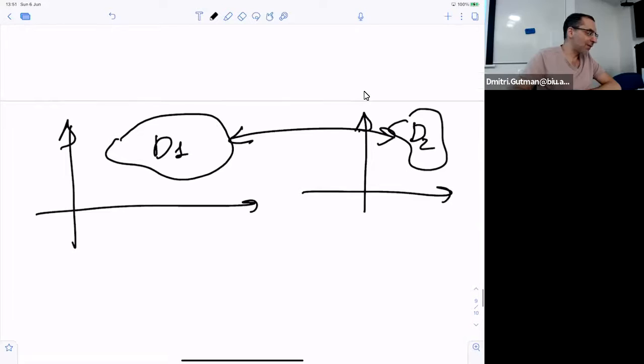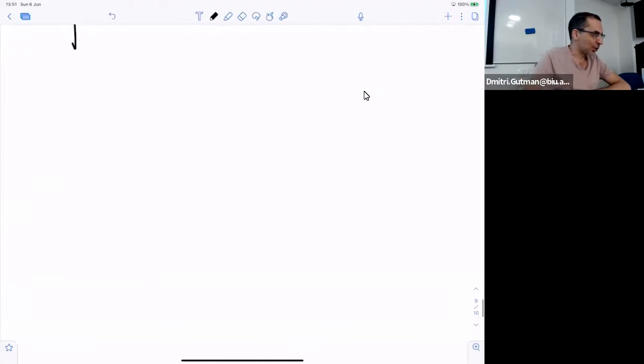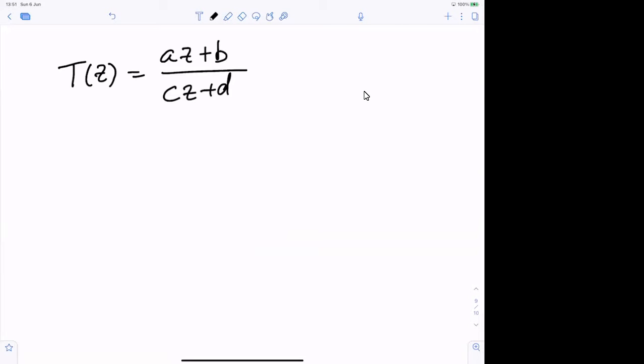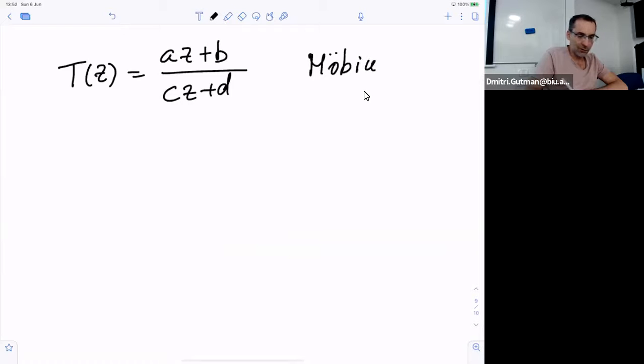Okay, in a way, yes. So the next example actually shows this connection. And that's precisely the point. So let's consider the transformation T of Z equals (AZ plus B) over (CZ plus D). And you know this transformation already. These are, how did we call them? Mobius transformations. Exactly. These are called Mobius transformations.